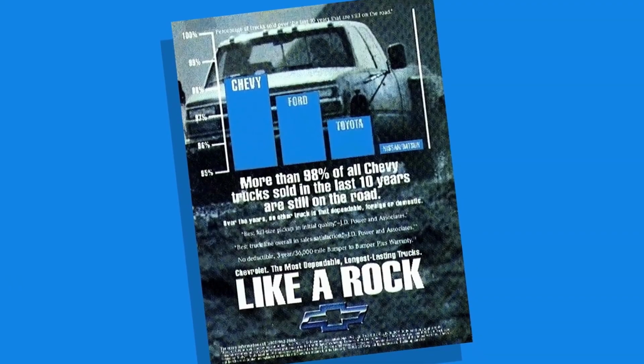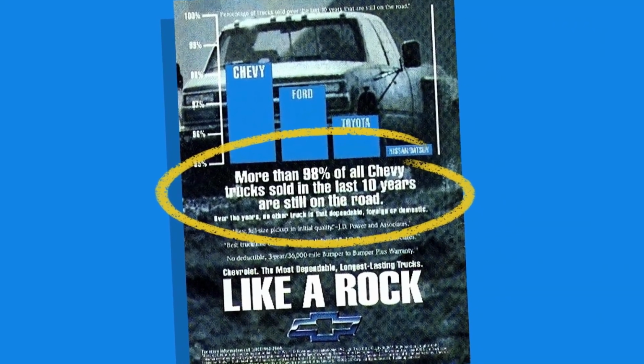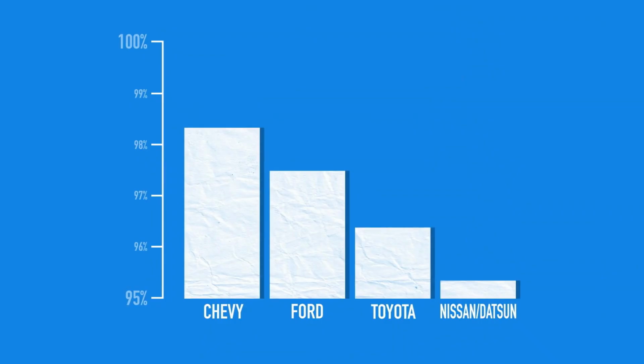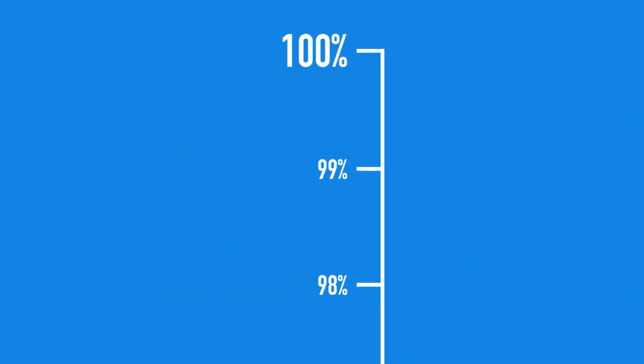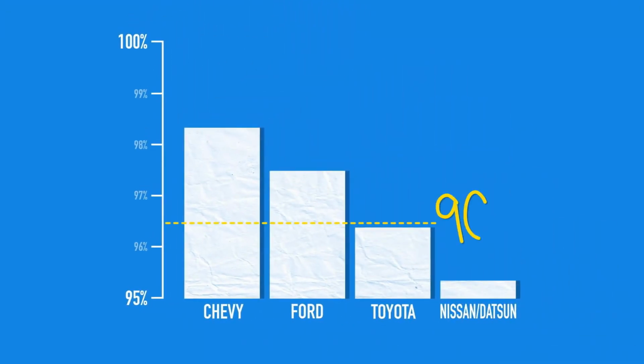In this 1992 ad, Chevy claimed to make the most reliable trucks in America using this graph. Not only does it show that 98% of all Chevy trucks sold in the last 10 years are still on the road, but it looks like they're twice as dependable as Toyota trucks. That is, until you take a closer look at the numbers on the left and see that the figure for Toyota is about 96.5%. The scale only goes between 95 and 100%.